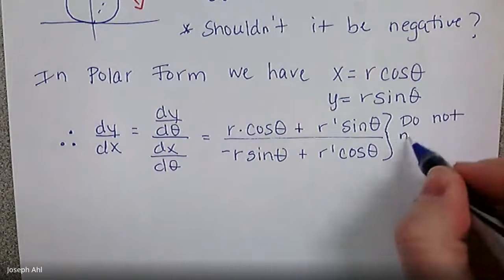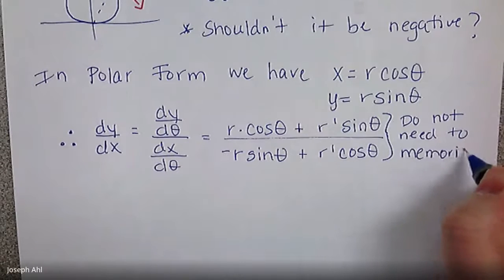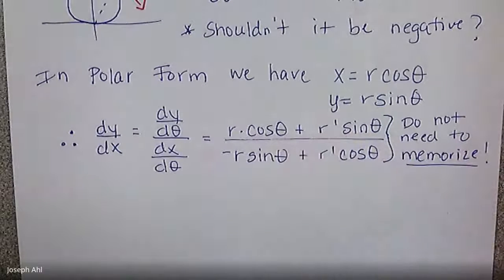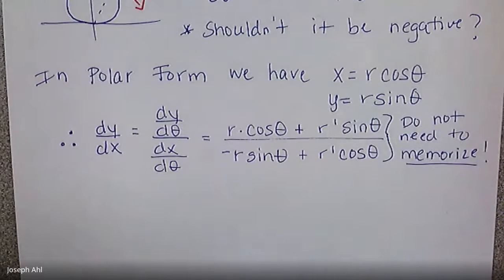You do not need to memorize this. I mean, if you're a true memorizer and you're like, nope, I got it, then that's fine. But we're going to develop this within each example individually. It should make sense to us that when we do x equals r cos and y equals r sine, finding these derivatives just naturally implies that we're going to use the product rule.